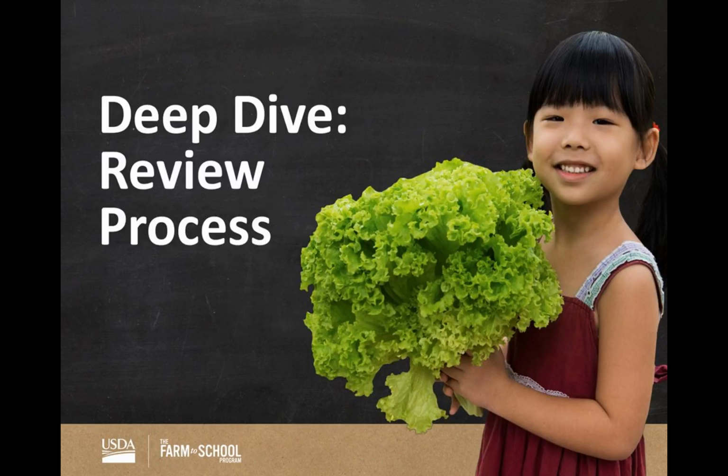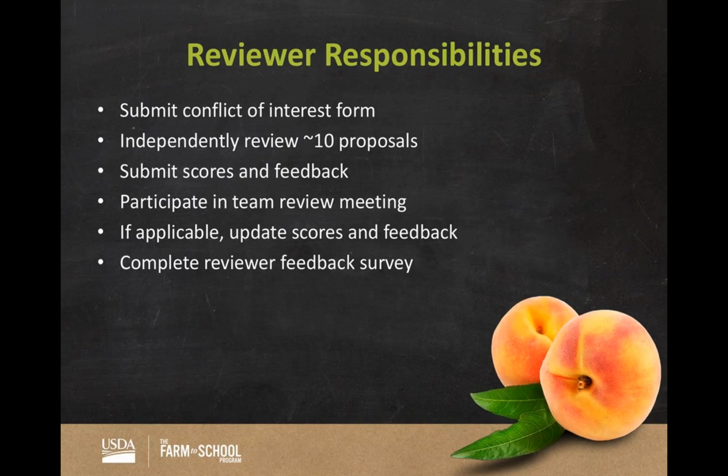So now that brings us to our deep dive of the review process. Now we're going to get into the nitty-gritty of the role that you all will be playing in helping us to select our winning grantees. Here is a list of the responsibilities for you as a reviewer. The first thing is submitting the conflict of interest form, which many of you have already done. You may be wondering, how many proposals am I going to be reviewing? That's really going to vary by team, but you can expect around 10 proposals.